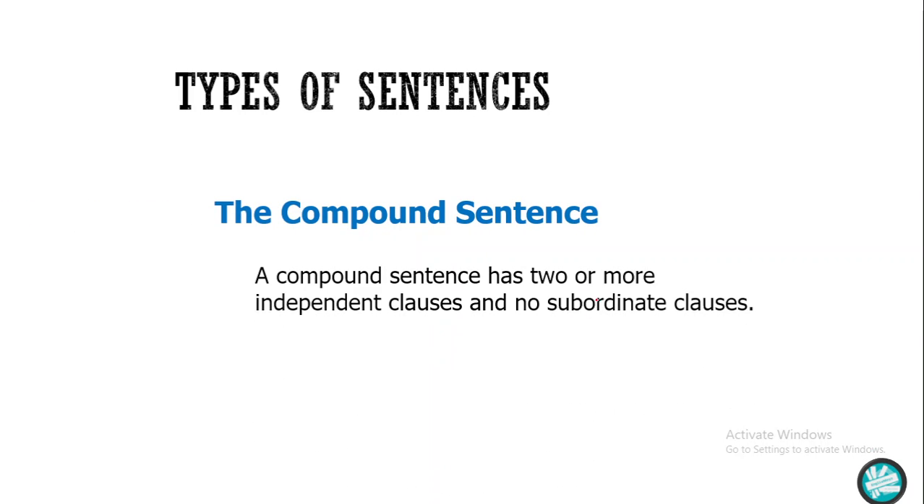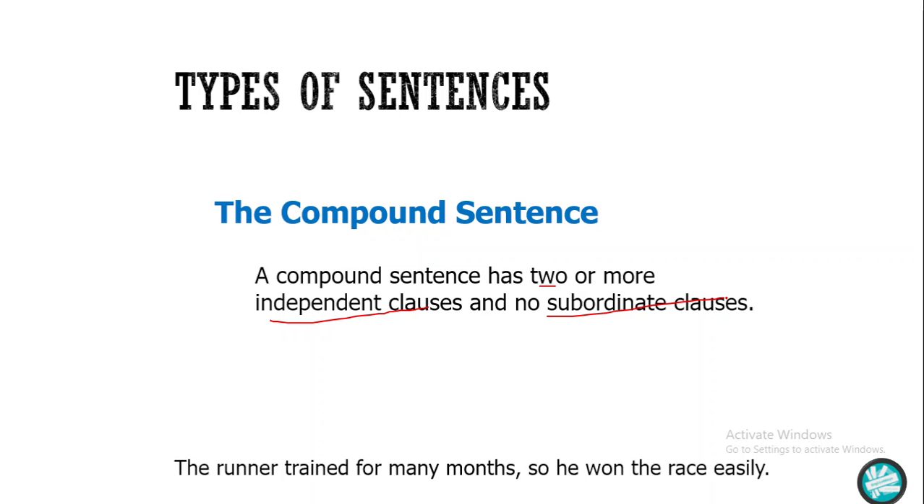The second type is the compound sentence. A compound sentence has two or more independent clauses and no subordinate clause. So in a compound sentence, there can be a minimum of two, and a maximum of 3, 4, 5, as many as possible independent clauses. But you need to keep in mind that in a compound sentence, there are only independent clauses and no subordinate clause at all.